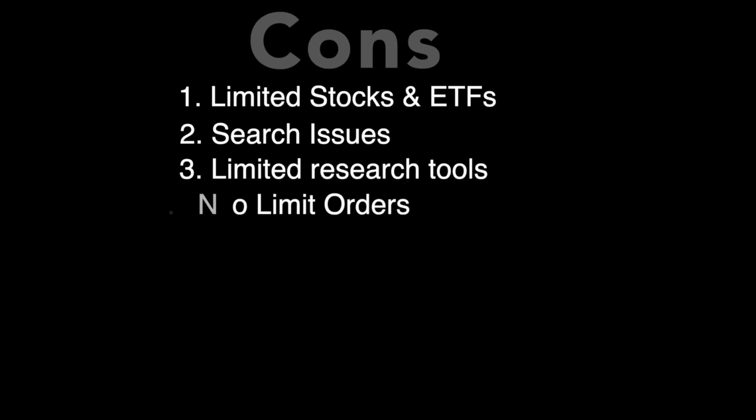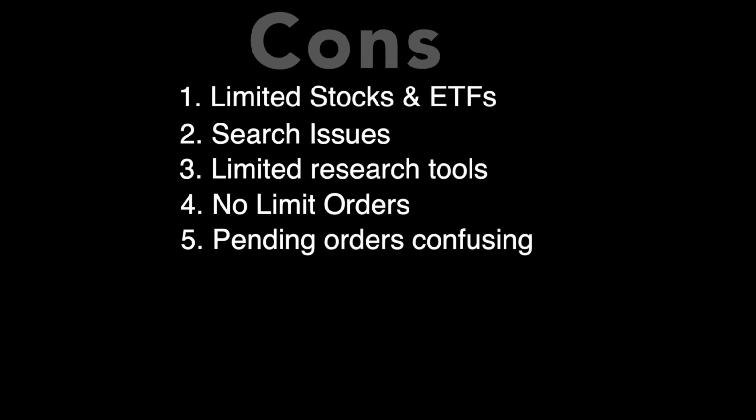Number four, no limit orders. That's kind of a big one for me. I definitely like limit orders. Number five, pending orders confusing. The issue with this was I placed an order for a VOO. You have to create it in the portfolio. After the order was placed, I added some more ticker symbols to that portfolio, and I wasn't sure if that was going to actually order everything in that portfolio or just the VOO. So it could be a little bit clearer.